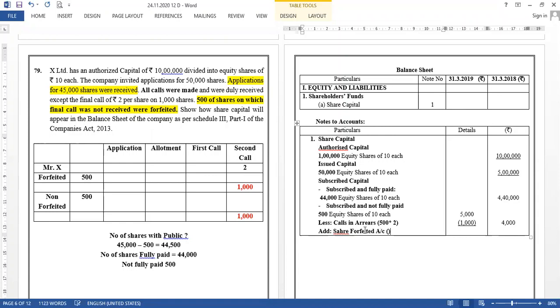In forfeited, we write the amount paid. If 2 rupees is unpaid, so 8 must have been paid. So 500 into 8. Okay. So let me write this rupees 4,000. Okay. So now you get me the total. 440 plus 8 is 448. That's all. 448 is the final amount. Let me write this 448 over here. And previous year amount is not given, so dash. That's all.